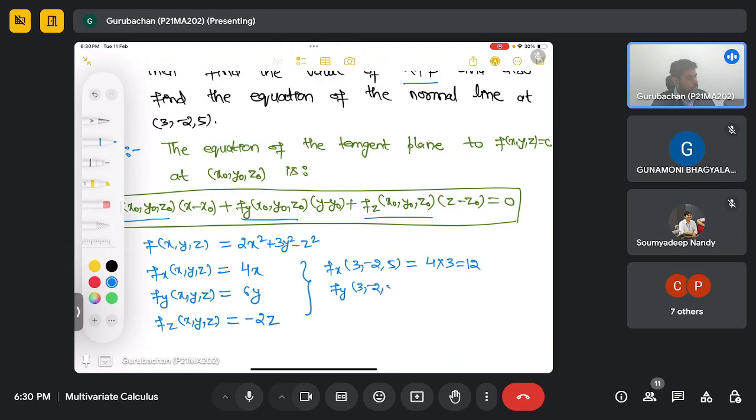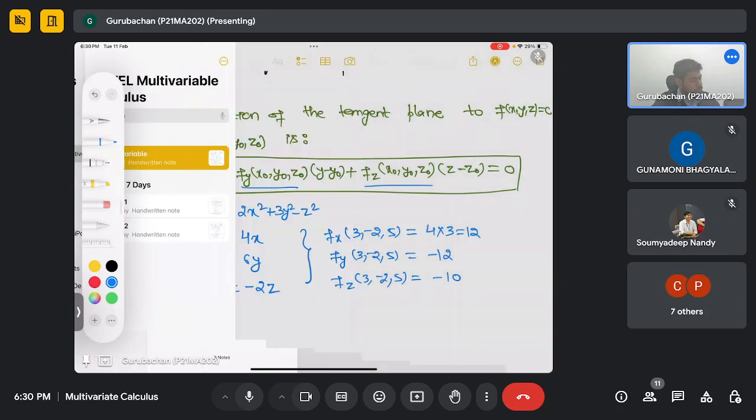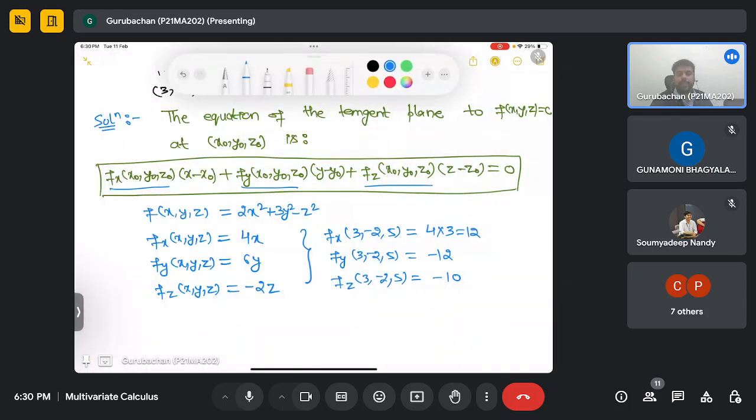3 minus 2 and 5. This will come out to be minus 12. And fz will come out to be at 3 minus 2 and 5, let me correct, it will be minus 10. So we will put these values in this equation.